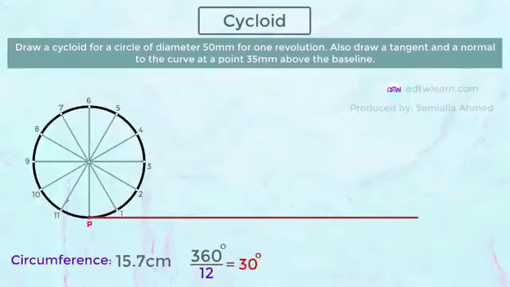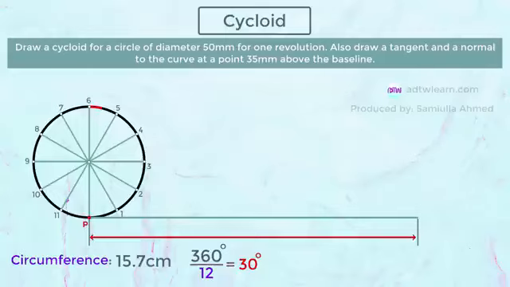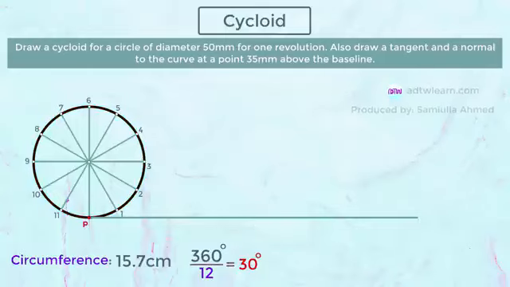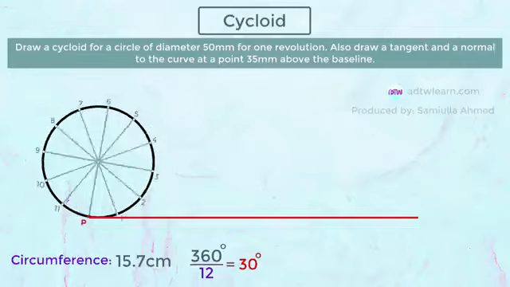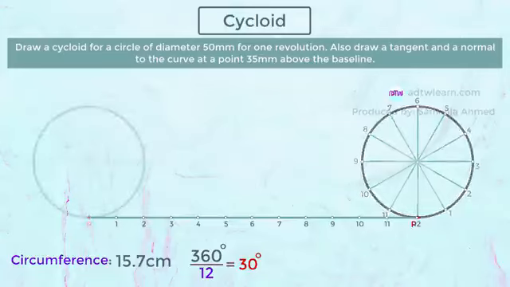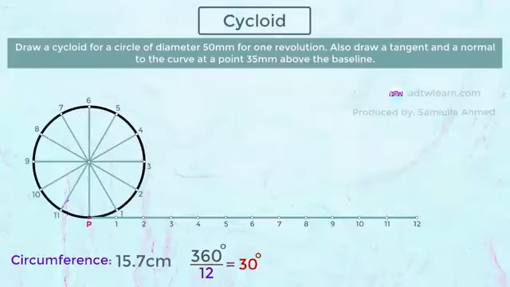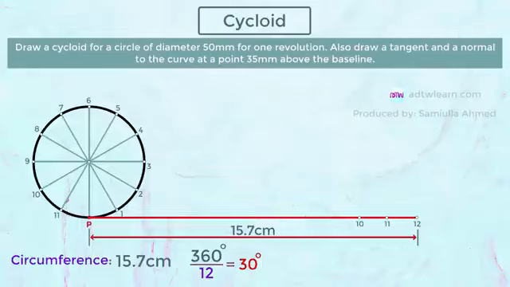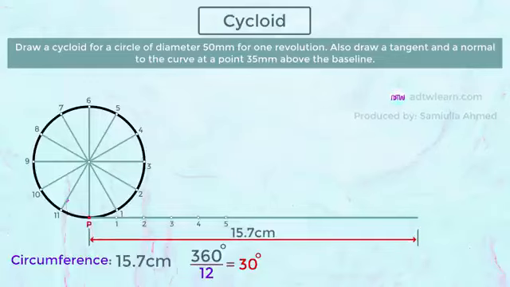This line will be our baseline, whose length will be equal to the circumference of the circle, which will be pi times d. As the circle rolls over this baseline, all the points will come on this baseline at equal distance. Therefore, we need to mark all these points on this line. To do so, we need to divide this baseline into 12 equal parts. For doing this, we can either divide this 15.7 centimeters into 12 parts, and whatever value you get, mark the points that much distance apart on this line.